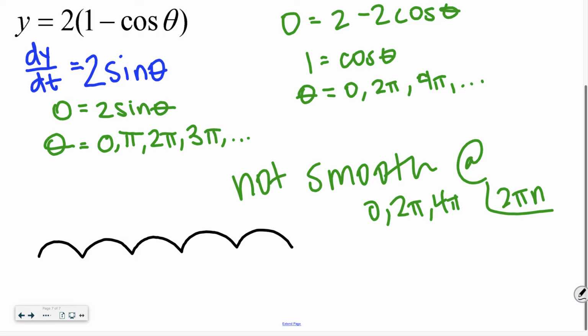But what are these corners right here? They are when, okay, so this is like 0 and 2 pi and 4 pi and 6 pi and 8 pi. Okay, that's where that happens.